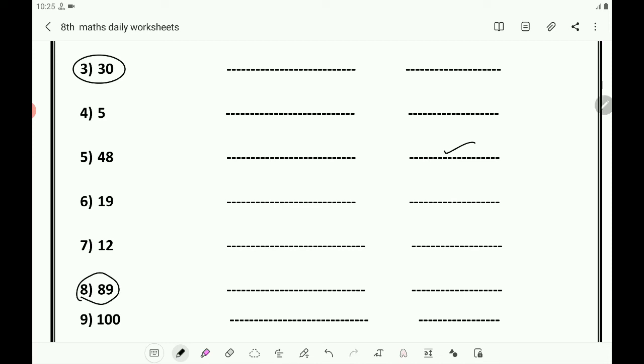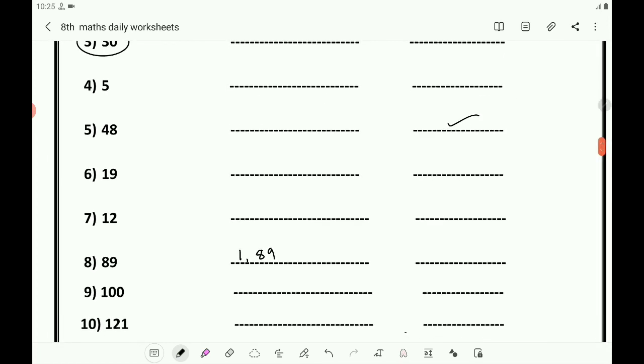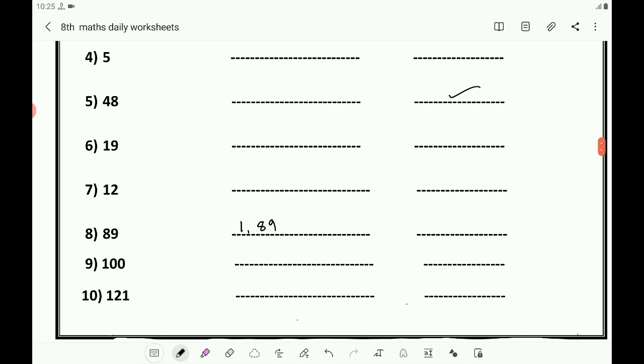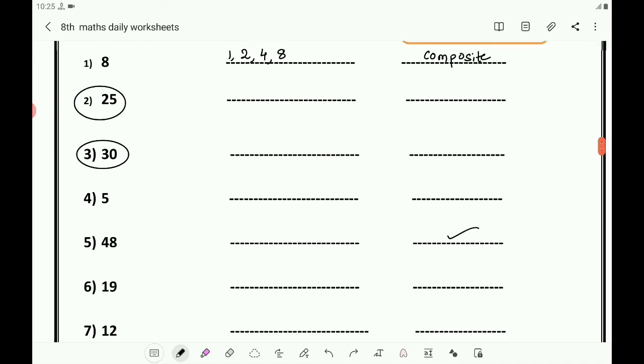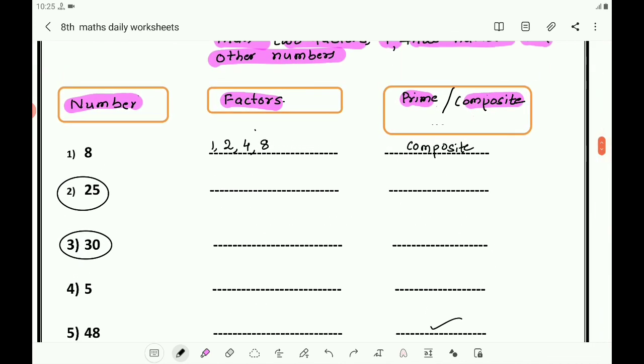Then 89. What are the factors of 89? Here you find the factors of 89. Factors of 89 are 1 and 89. And check whether it is divisible by any other number or not. Then 100. Write the factors of 100. 100 is divisible by which numbers, you have to write. Next 121. What are the factors of 121? It is divisible by 1, 11 and also 121. So it is having more than two factors. Like this, verify the factors, find the number of factors and give the conclusion whether it is composite number or prime number.